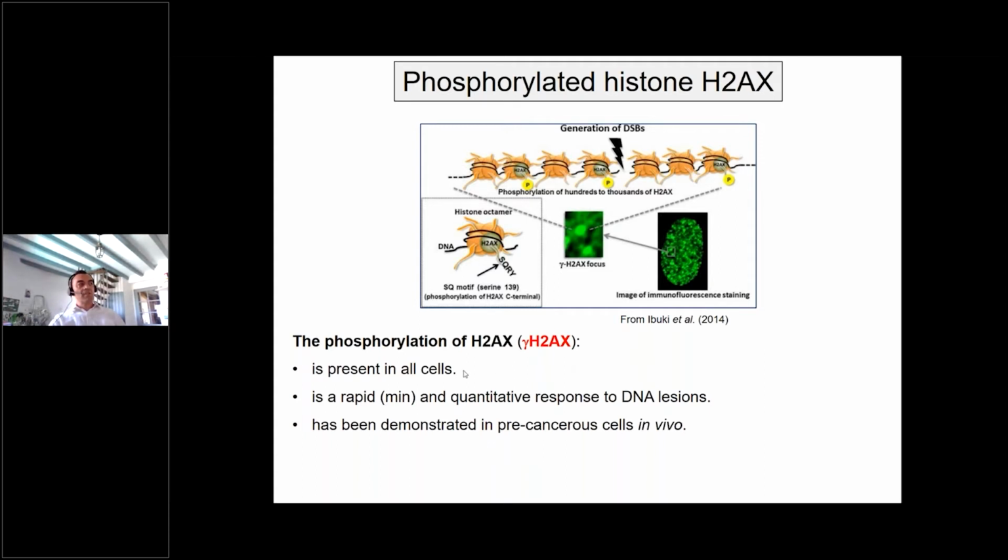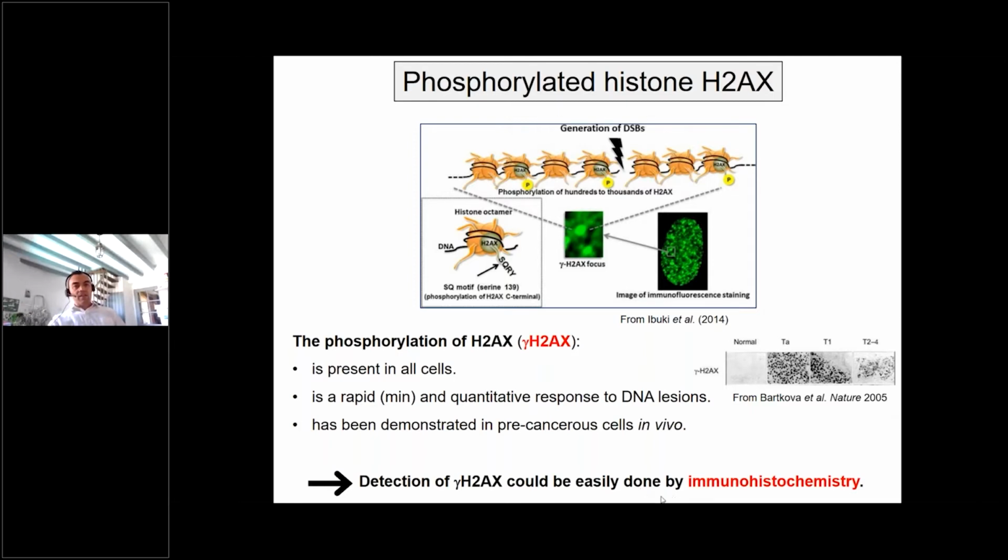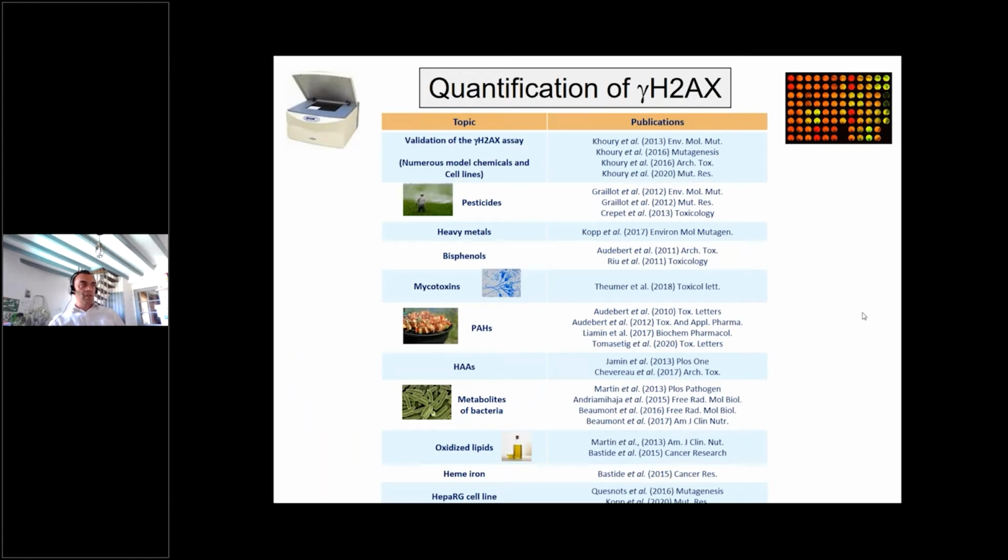This phosphorylation is very rapid. This histone is present in all cells, and with this immunostaining you have a quantitative response to DNA lesions. Moreover, it has been demonstrated in precursor cells in vivo. So you could easily detect H2AX phosphorylation by immunohistochemistry, and for more than 10 years now, I have used this biomarker for genotoxicity. As you can see here, some of the papers we have done with different types of contaminants, like pesticides, bisphenol, mycotoxins, PAHs, and so on.